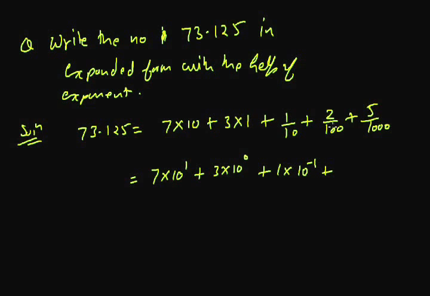So now 2 by 100. When we shift 100 upside, it becomes negative. 100 means 10 raised to the power 2. Now when we shift 10 raised to the power 2 to the numerator side, it becomes negative. In the same way, 1000 means 10 raised to the power 3. When we shift 10 raised to the power 3 upside, it becomes negative. So we write 5 into 10 raised to the power minus 3. So this is the expanded form of a number with the help of exponents.